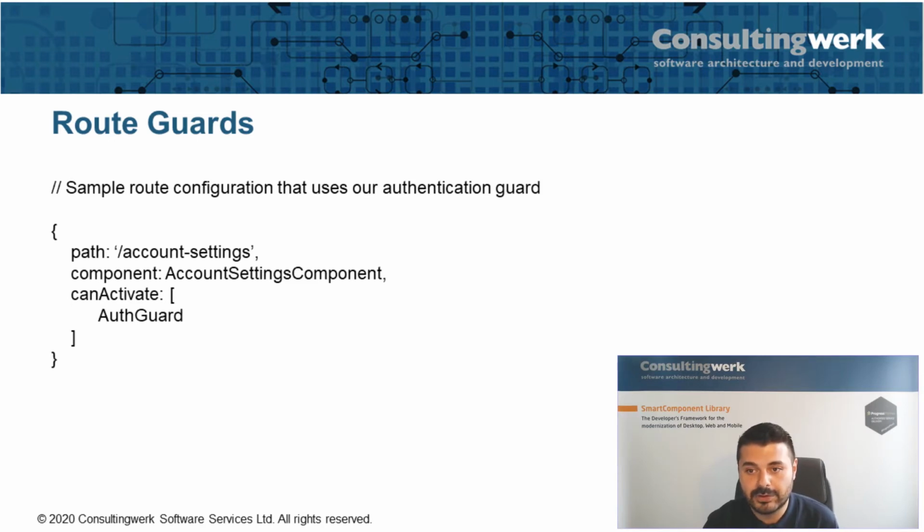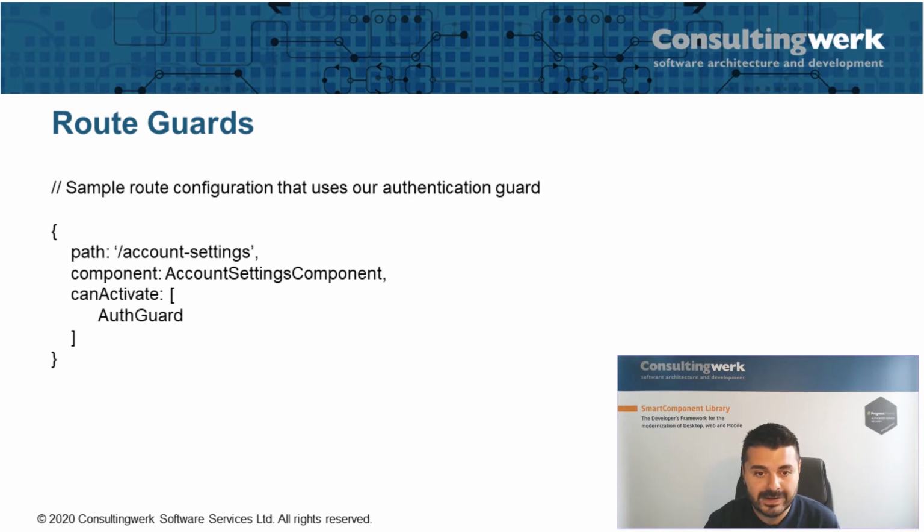This is a sample route configuration that uses the previously discussed route guard. As you can see, we just have a path, account settings. Obviously, a user should be authenticated to be able to navigate to their account settings. We tell it the component that's going to be rendered for the user when they navigate to that route. And finally, we tell it that it needs to go through the auth guard in order to be activated.